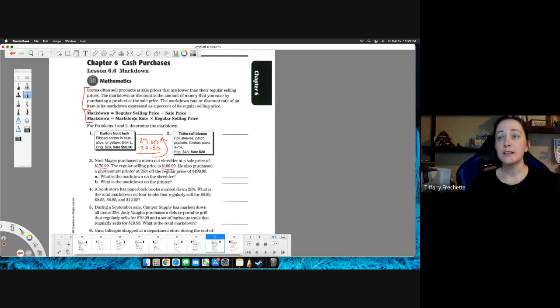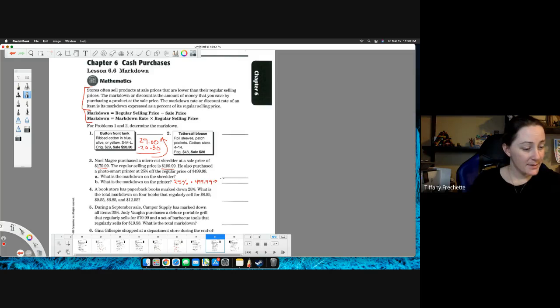So if you use the markdown rate times the regular selling price, so we have 25% times $499.99. So really, they do get us the same amount. It just depends on the information they give us there. And that'll tell us how much we get to save. What is the markdown? It doesn't tell us how much we're paying. It's just telling us how much we're saving, because that will literally give us the 25% that he's not going to pay.